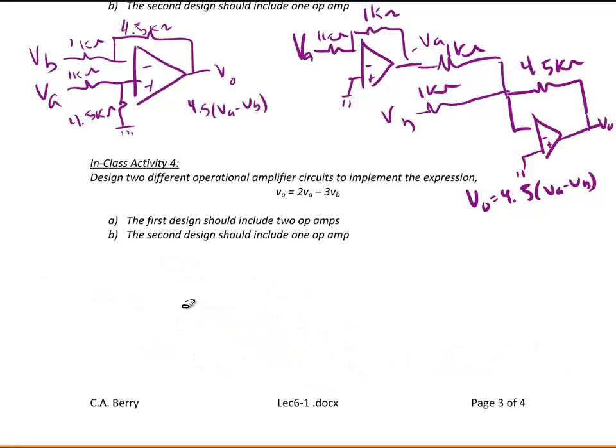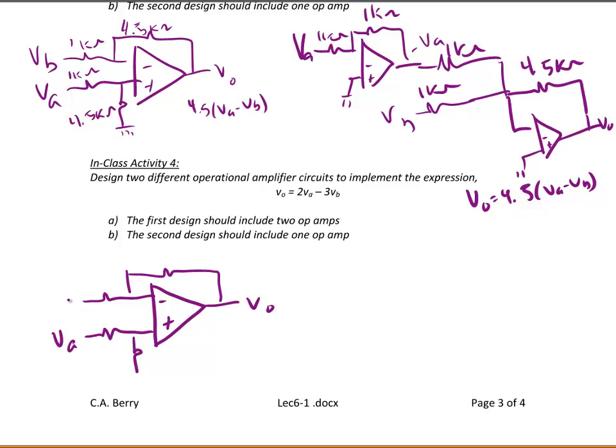Okay, so now for part B, we're going to use a difference amplifier. So first I'll draw the op-amp. Here's the positive terminal, the negative terminal, the input resistors, and the feedback resistor. Since VA is positive, VA will be on the positive terminal, and VB will be on the negative terminal. I'll label the resistor values R1, R2, R3, and R4.